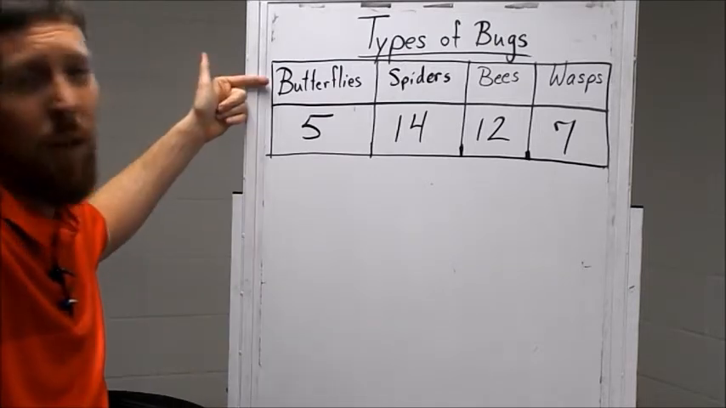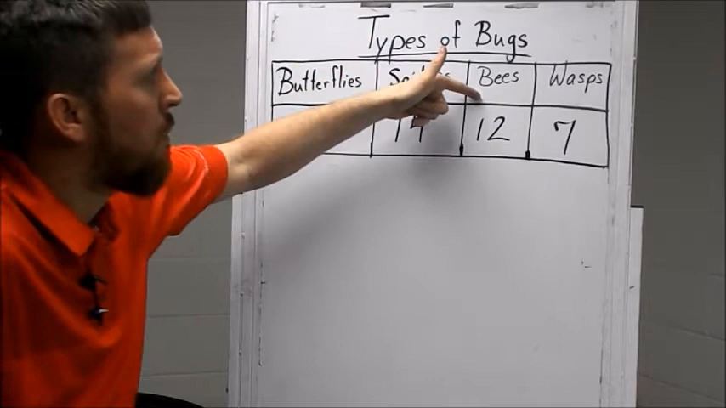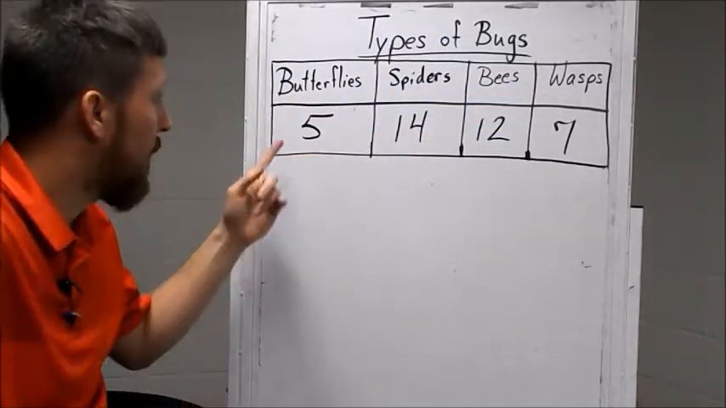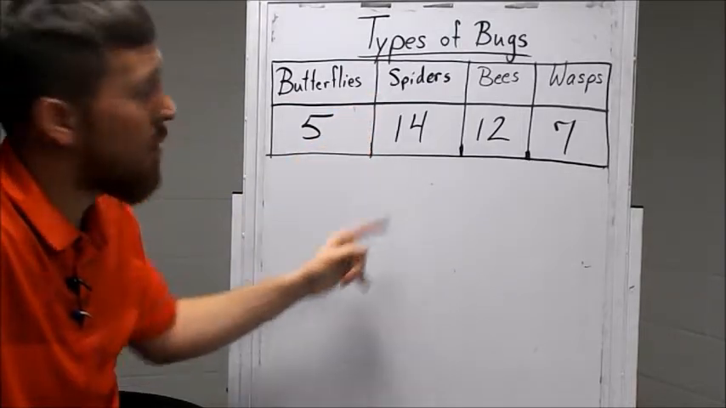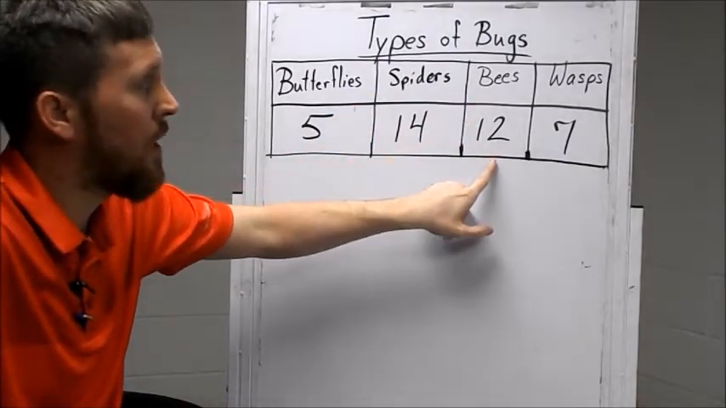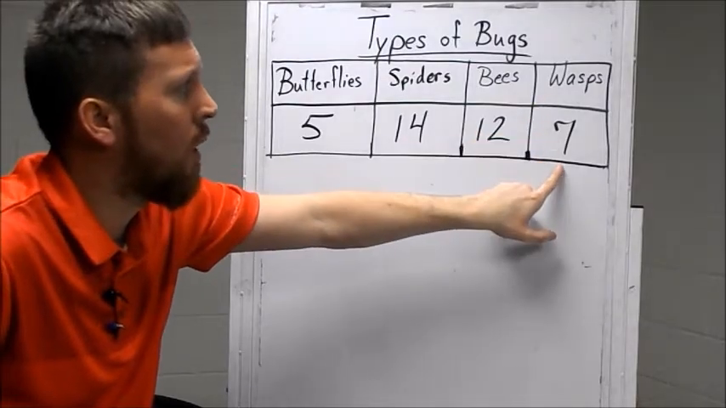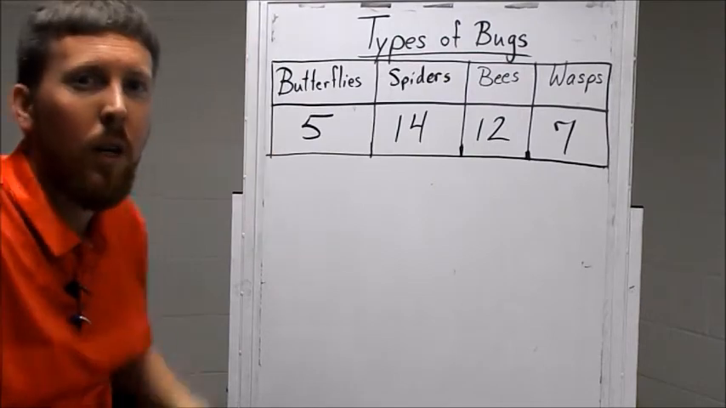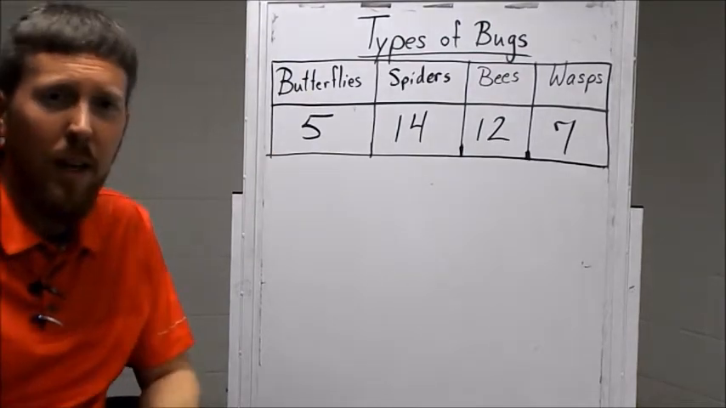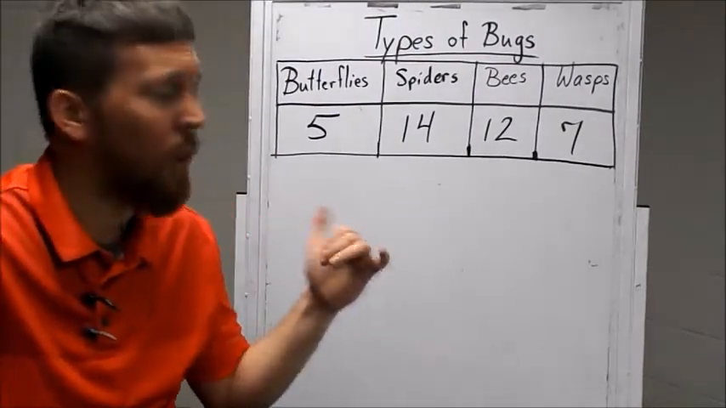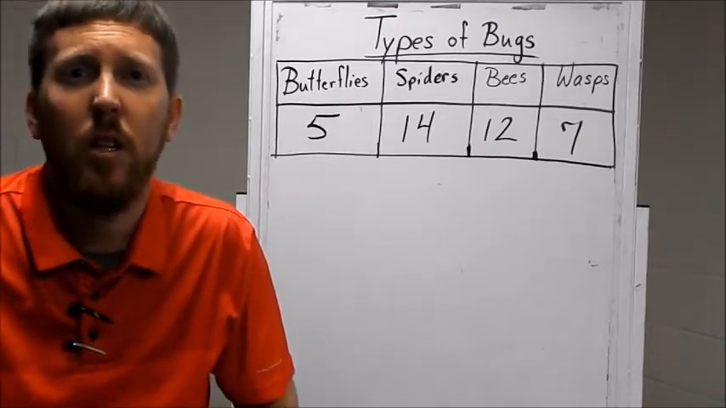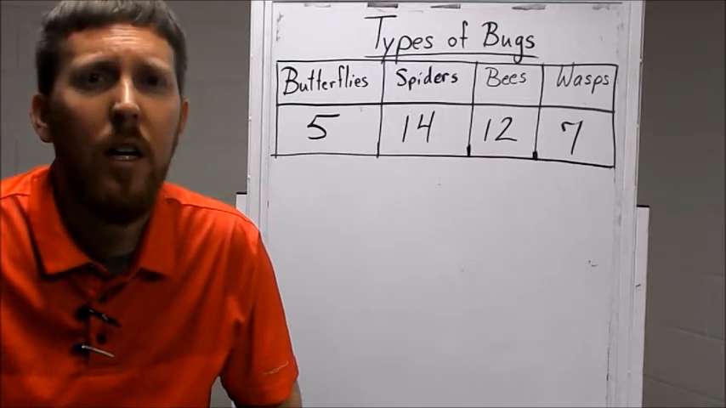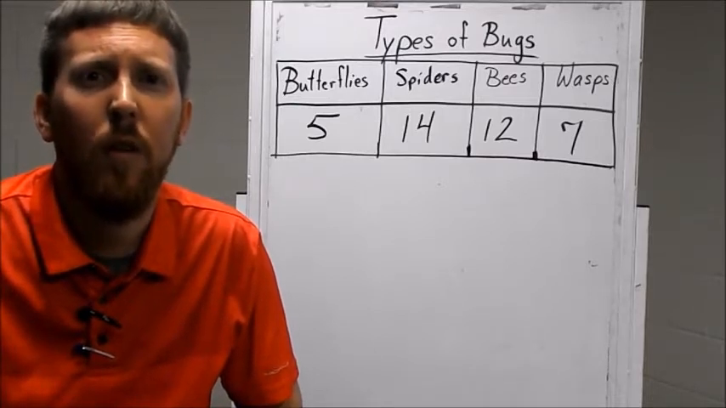You can see that I have butterflies listed, spiders, bees, and wasps. The number of butterflies that were counted were 5. The number of spiders, 14. The number of bees, there were 12. And the number of wasps, there were 7. Using this table, create a bar graph. And that's what you're going to do for math. Please don't forget that you're going to do a bar graph, and your application problem can be found on Google Forms. Other than that, do Zearn for about 15 minutes.